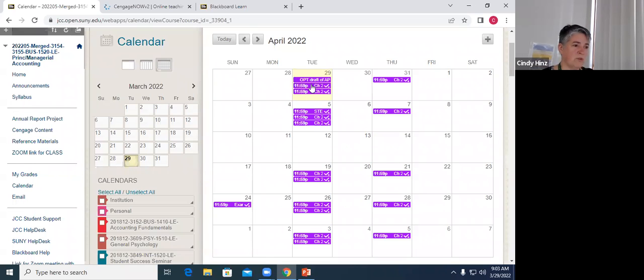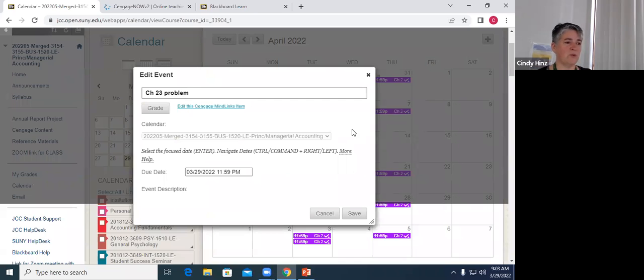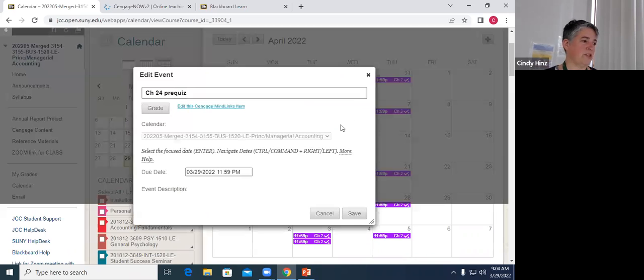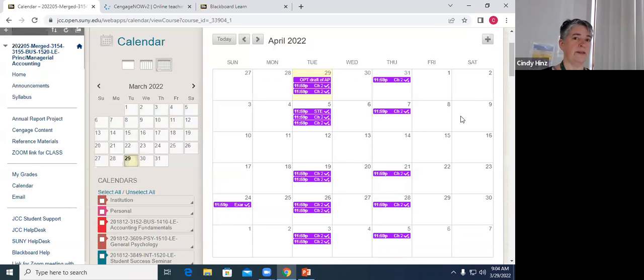So we finished chapter 23 last class, so the chapter 23 problem is due by the end of the day today. And we're going to be starting chapter 24 today on evaluating decentralized operations. And so you should be submitting for grading the chapter 24 pre-quiz by the end of the day today as well, to be on track with those due dates. As you can see, I put up the April calendar so you can be reminded of where we're going.